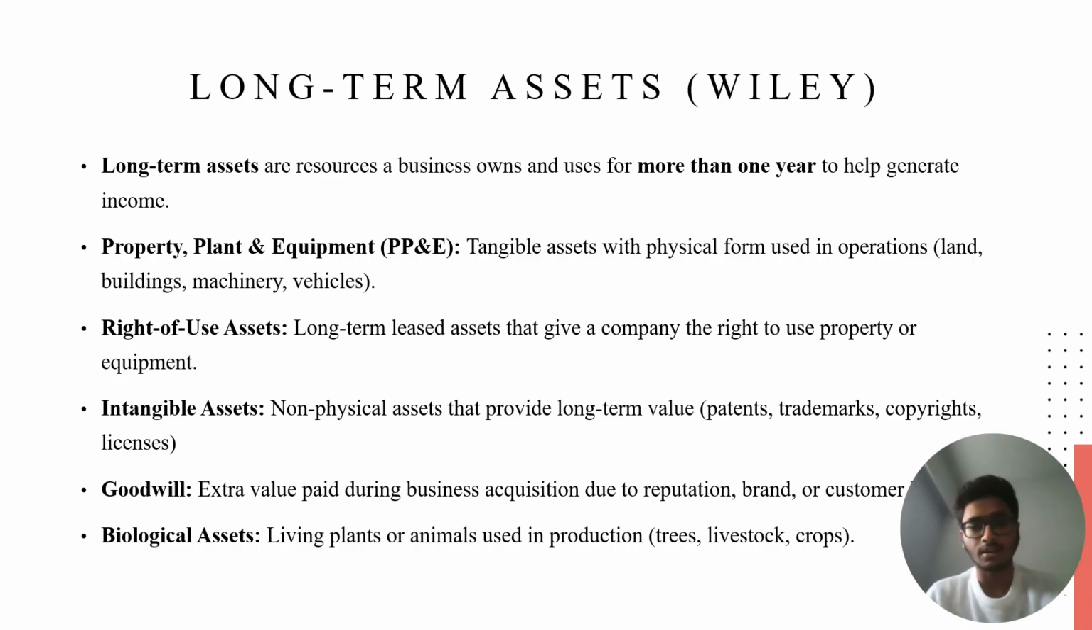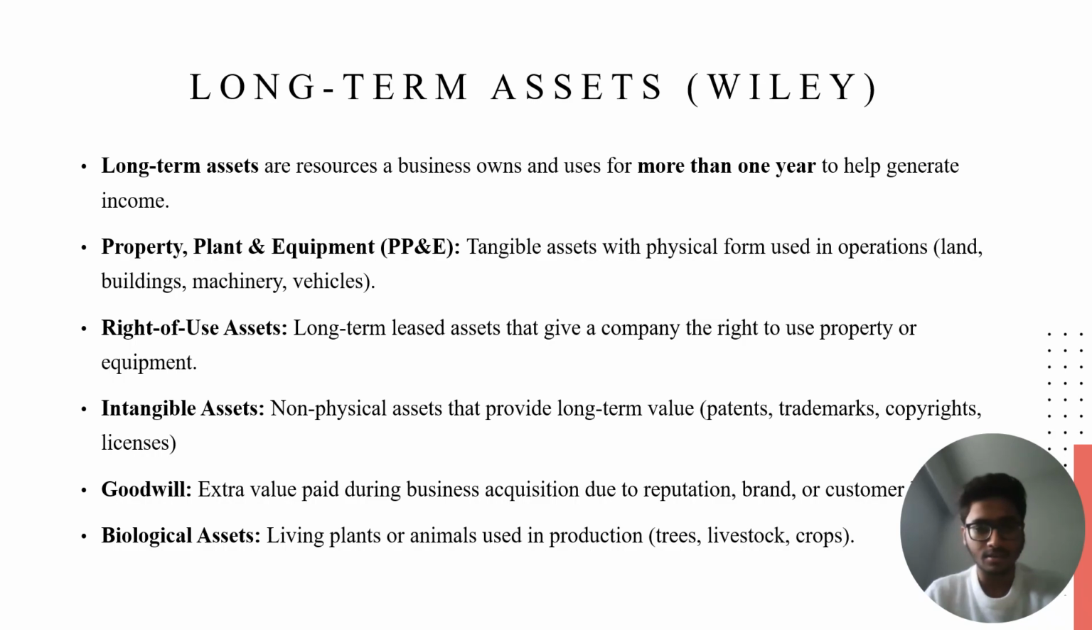Basically, long-term assets are a resource a business owns for more than a 1 year period of time to generate income. There are many names for them, like non-current assets, fixed assets, capital assets, and we can also say property, plant, and equipment. Property, plant, and equipment are tangible assets, which we can physically form and use in operations, like machineries and any equipment we use.